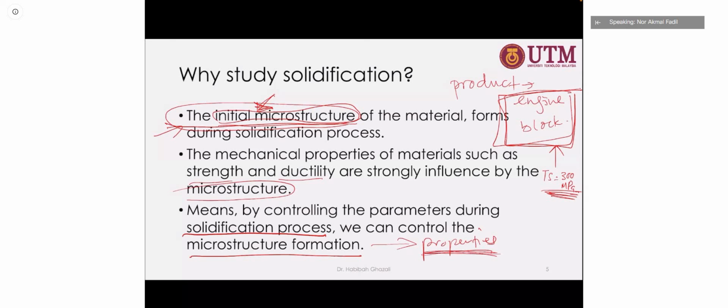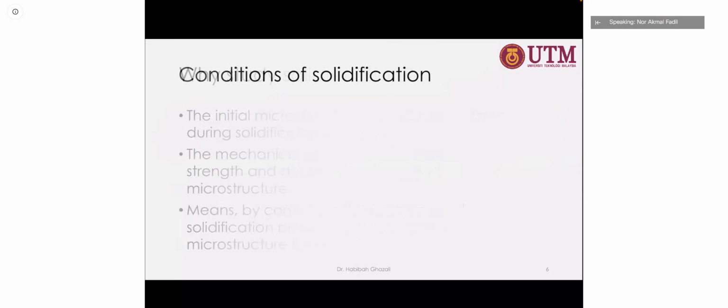You have to ensure that the microstructure of your product, or of your cast materials, has the correct structure so that it can have the desired properties.